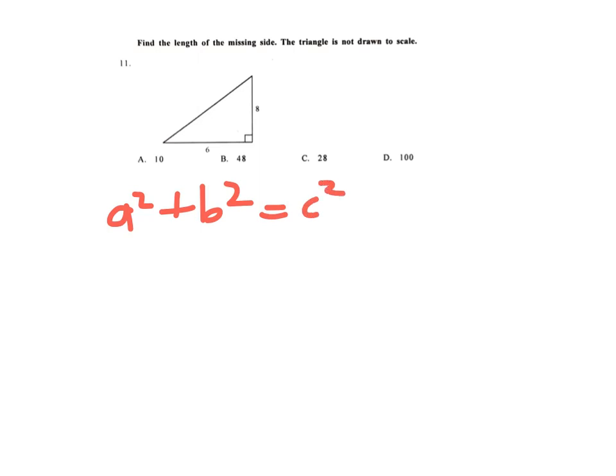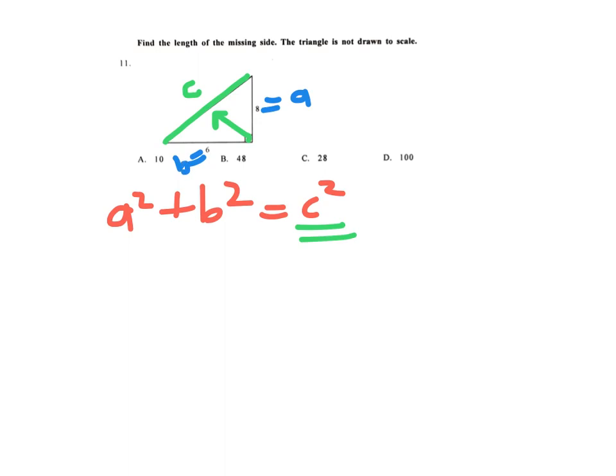Now remember, when you use this one, c is your hypotenuse, which is across from your right angle, your longest side, usually your slanty side. This one here is C. The other two don't really matter. One could be A, one could be B. You can flip-flop it. You'll get the same answer either way. This one will be A in my case, and this one will be B.